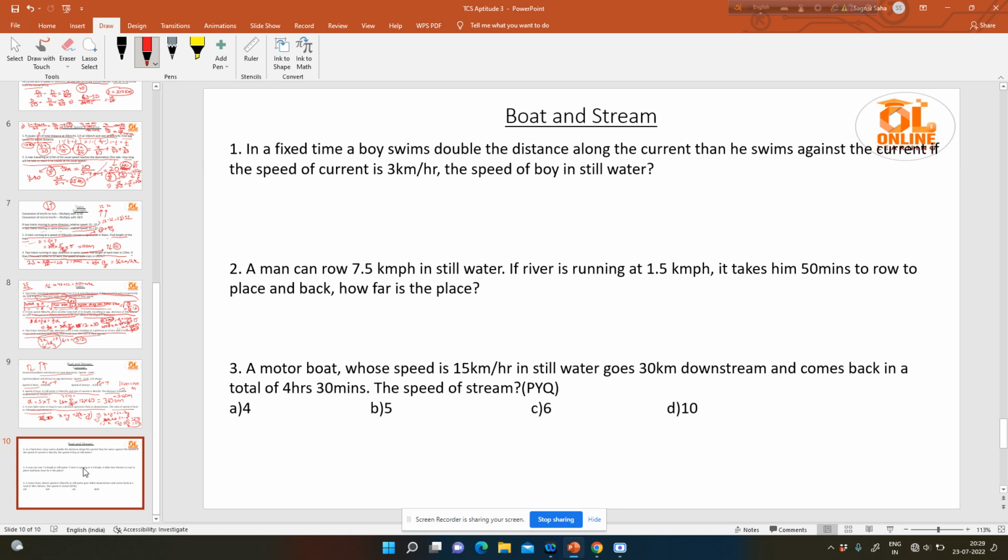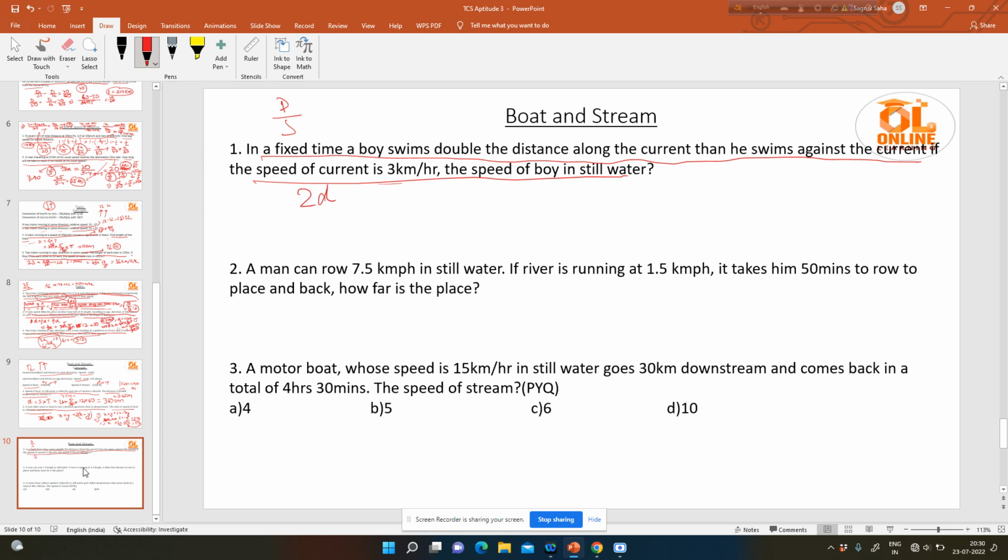Okay. So it is given, in a fixed time, a boy swims double the distance along the current than he swims against the current. If the speed of the current is 3 kilometer per hour, find the speed of the boy in still water. So it is given in fixed time. So we know time is equal to distance by speed. We don't know what the distance is, but it is given the boy swims double the distance along the current. Along the current means downstream.